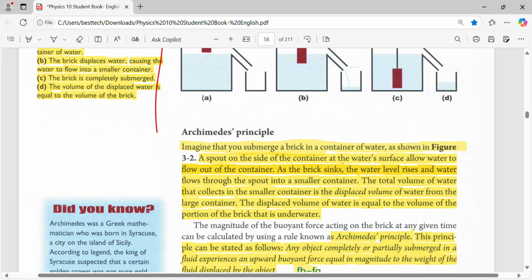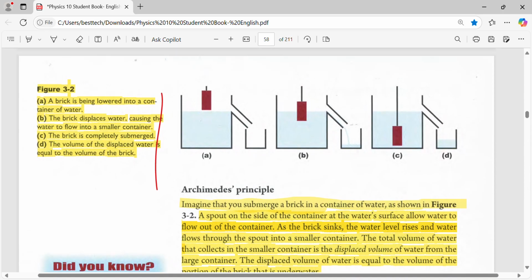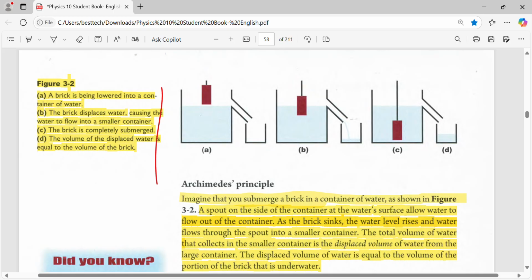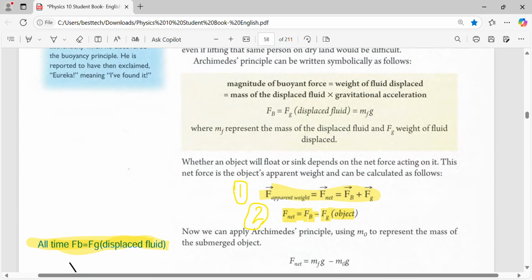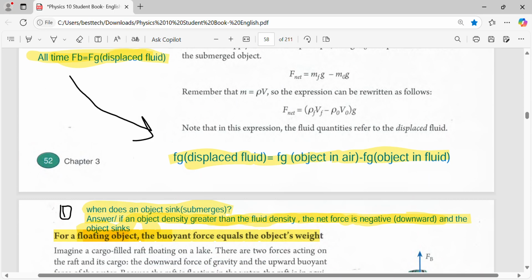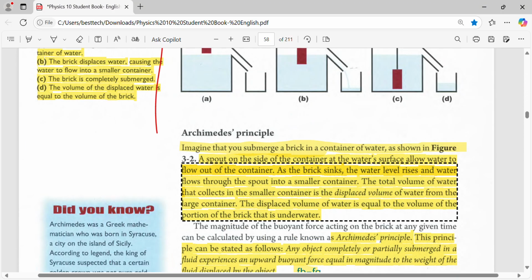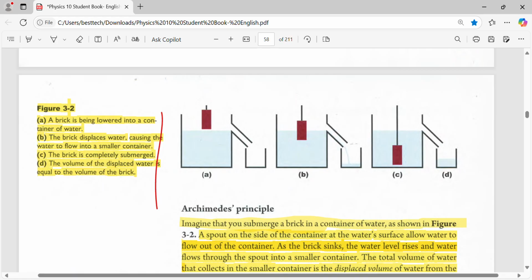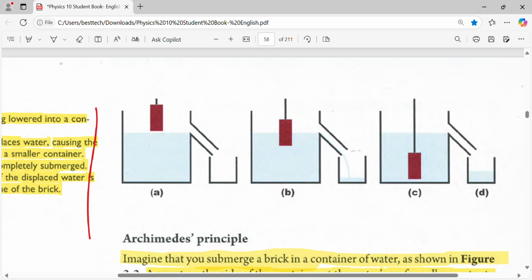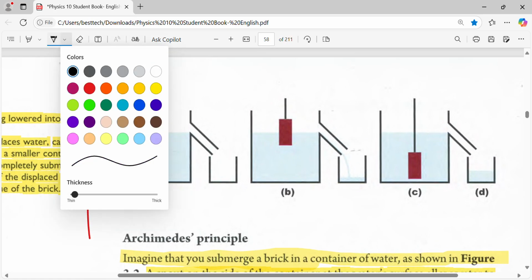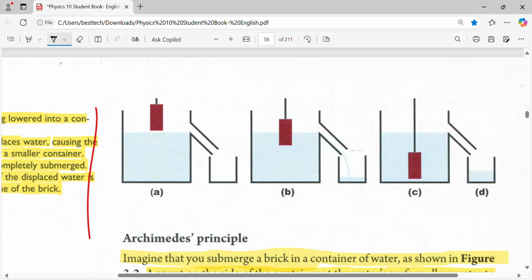Guys, we have another topic, called Archimedes' principle. Look back at this topic. Let me explain it with this picture. On the picture, look. Let me explain the meaning of Archimedes' principle.